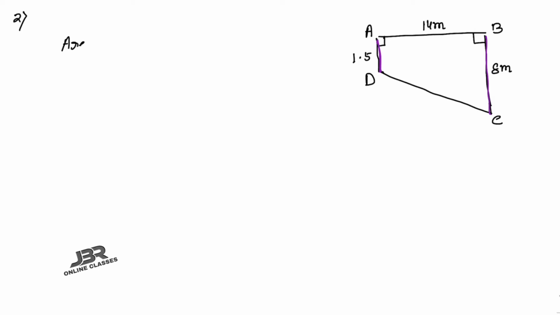So here area is equal to, you can write down the formula, half into sum of parallel sides, that means 1.5 plus 8. Okay, then into the distance between the parallel sides, and here the distance is AB. AB is the distance between those parallel sides, so that one is equal to 14. Now 2 cancels out with 14, it's 7. Okay, so now next 1.5 plus 8 is 9.5. So 9.5 into 7, that is equal to 66.5 meter square as your answer.